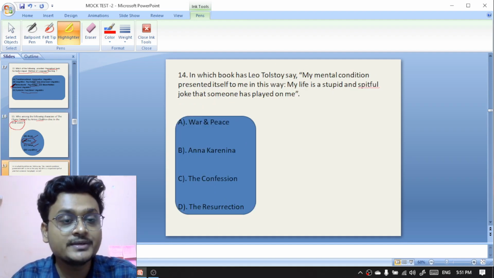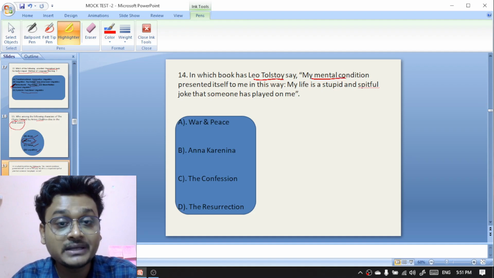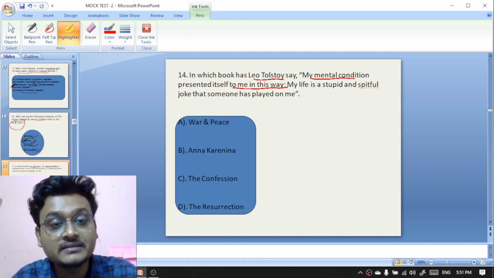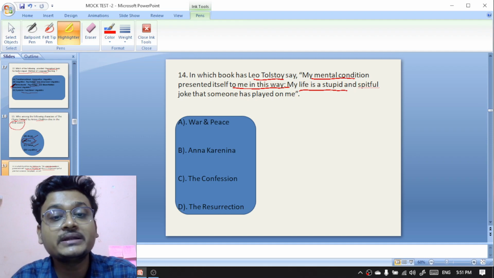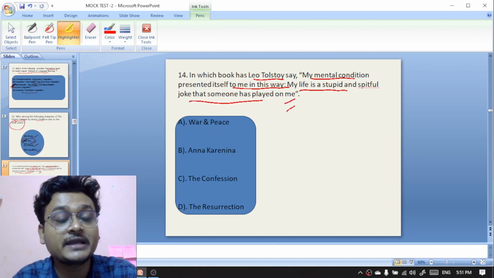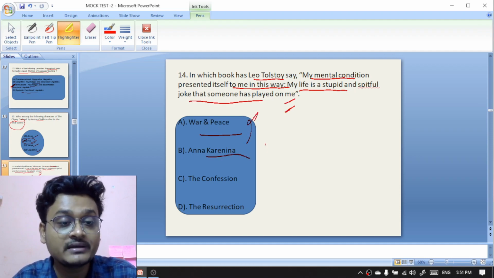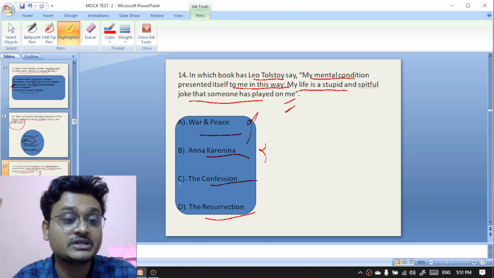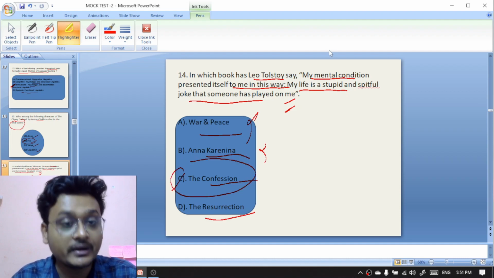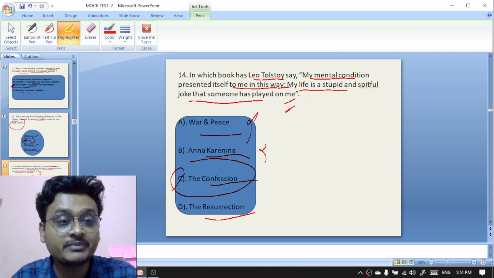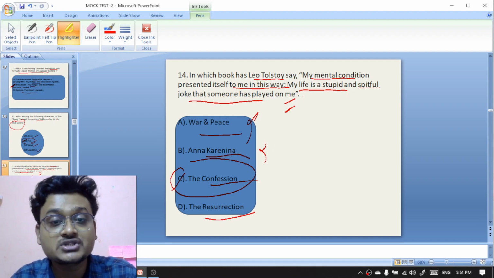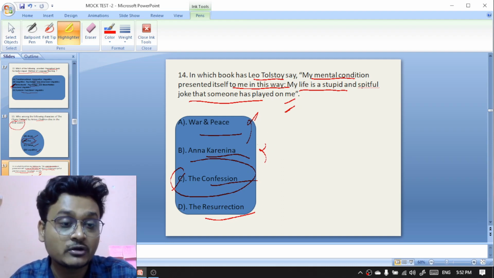The realist writer, in which book does Leo Tolstoy say that my mental condition presented itself to me in this way, that my life is a stupid and spiteful joke that someone has played on me? War and Peace, no. Anna Karenina, no. A Confession, Resurrection. So it is A Confession. In this book, Leo Tolstoy has said that my mental condition presented itself to me in this way, my life is a stupid and spiteful joke that someone has played on me.